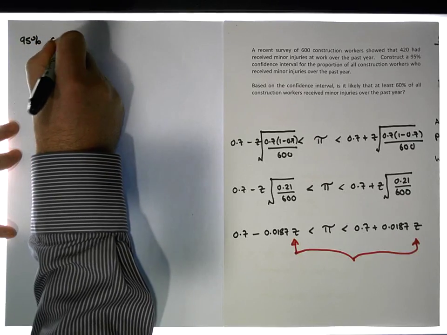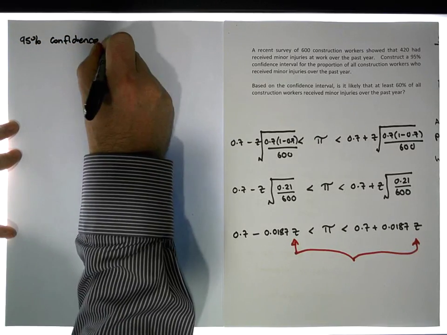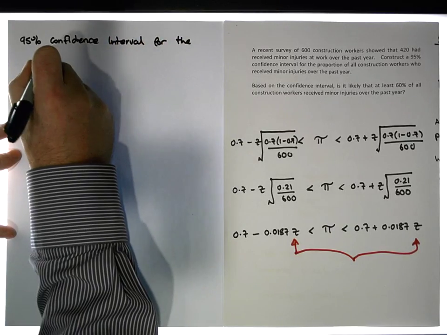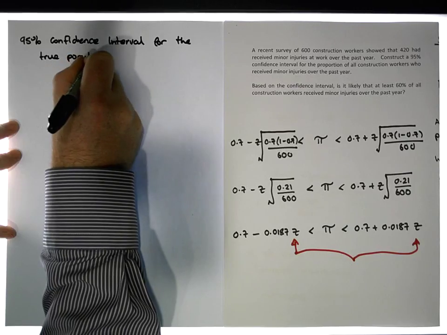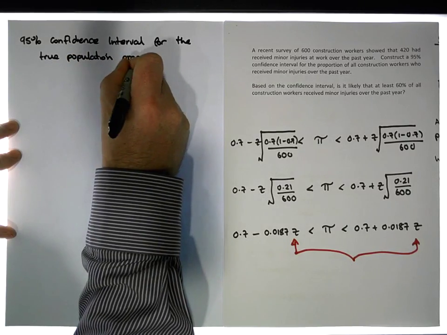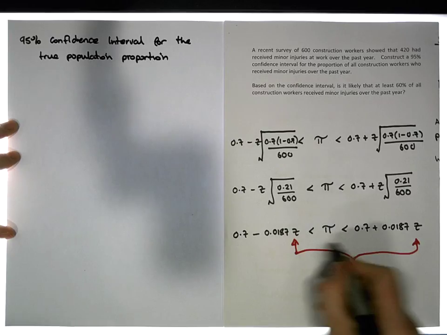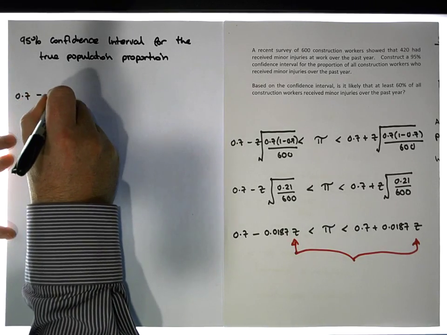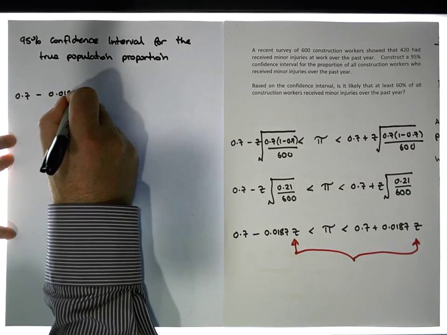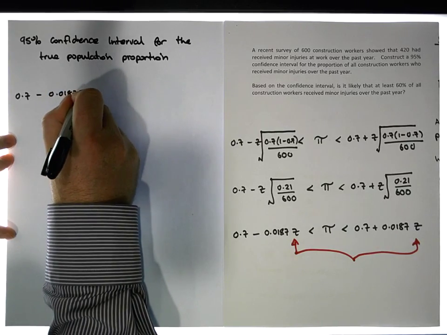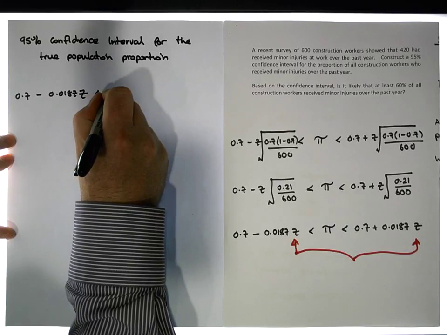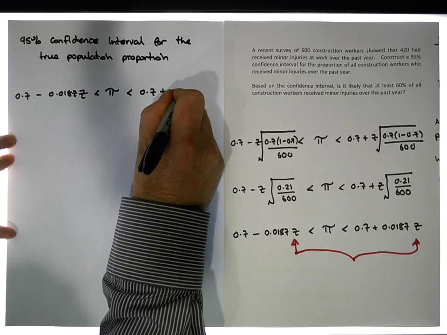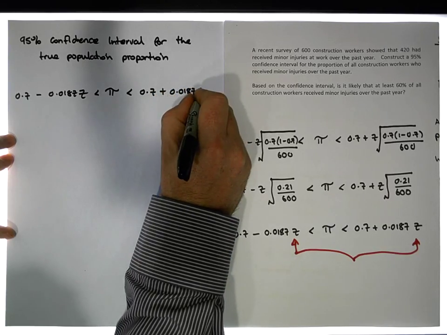The confidence interval for the true population proportion is going to be this value here. It's going to be 0.7 minus 0.0187, that should be a 7 there, times our z, which is less than our true population proportion, which is less than 0.7 plus 0.0187 times our z score.